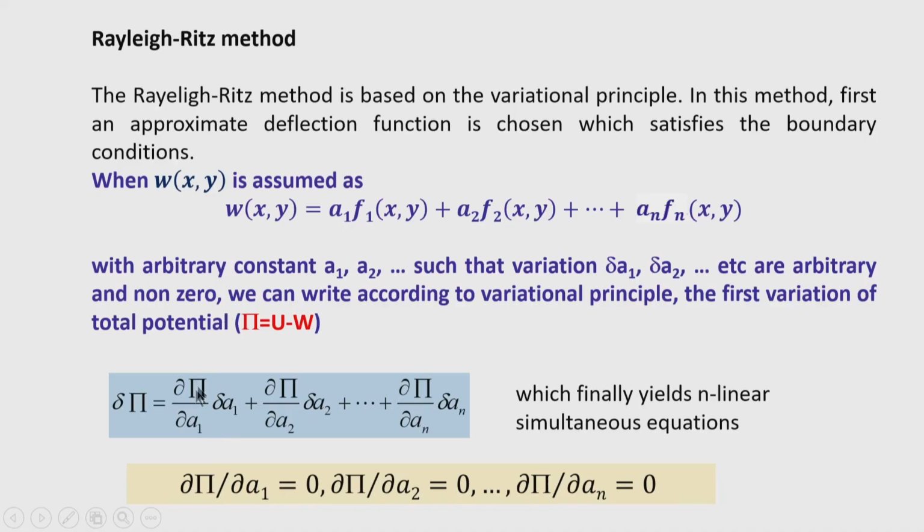So, once the total potential is found, then taking the first variation, we can write an expression in this form: delta pi, the total variation, equals del pi by del A1 delta A1 plus del pi by del A2 delta A2 plus other terms, and the nth term is del pi by del An into delta An. Here, delta A1, delta A2 etcetera are actually arbitrary variations of the coefficients that are used in assuming the deflection function.